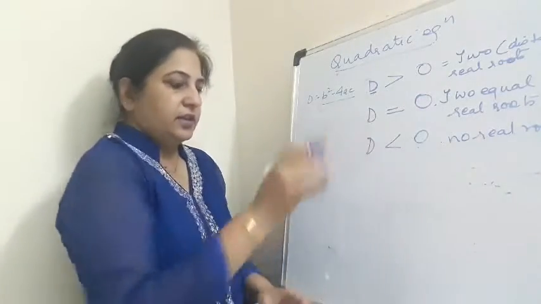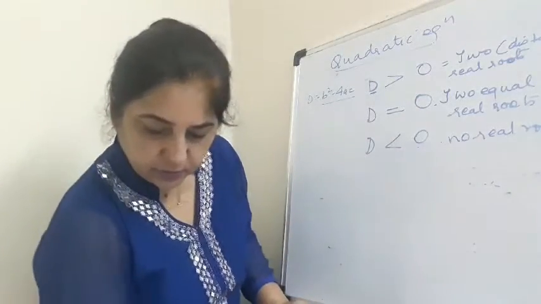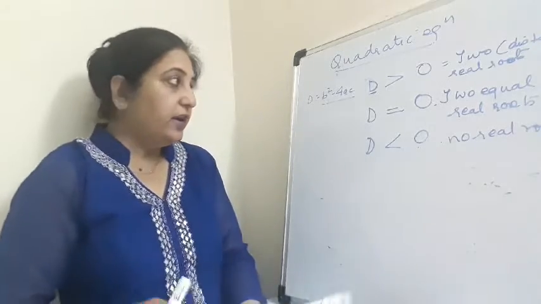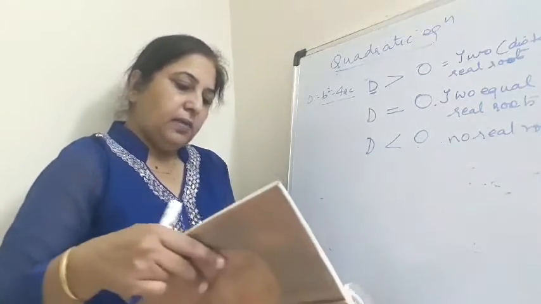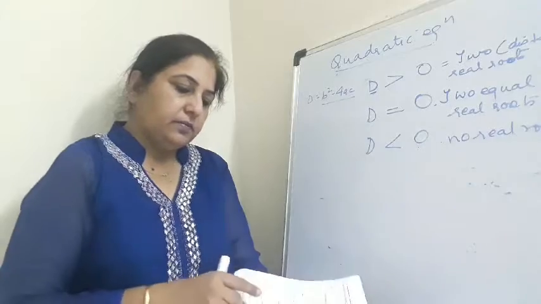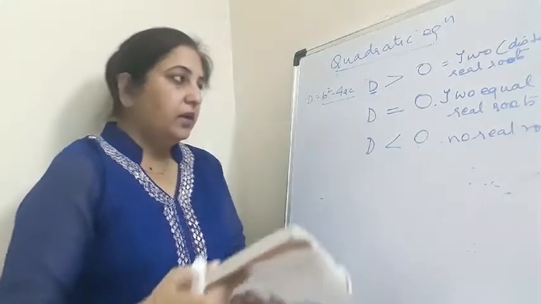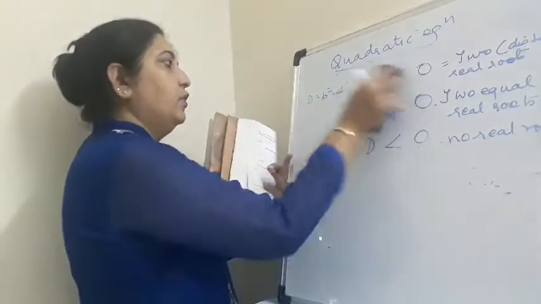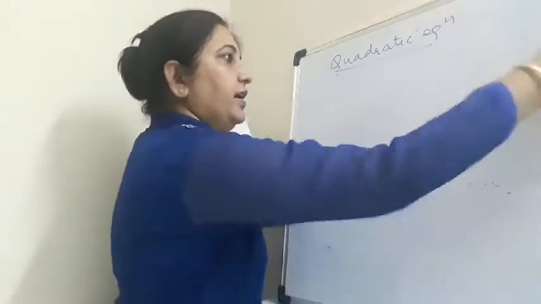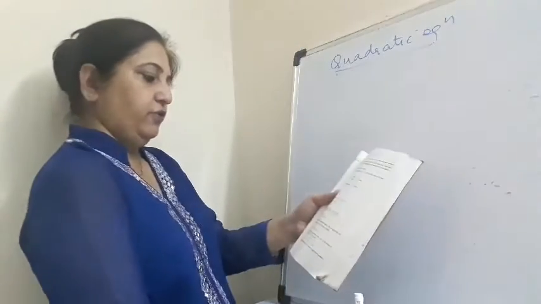So these conditions can be applied in the exercise questions, and the quadratic formula is −b ± √(b² − 4ac) upon 2a. So we'll take up exercise question number 4.3.